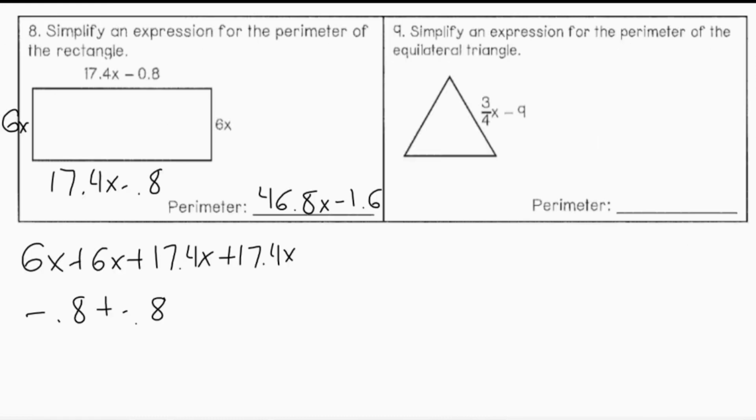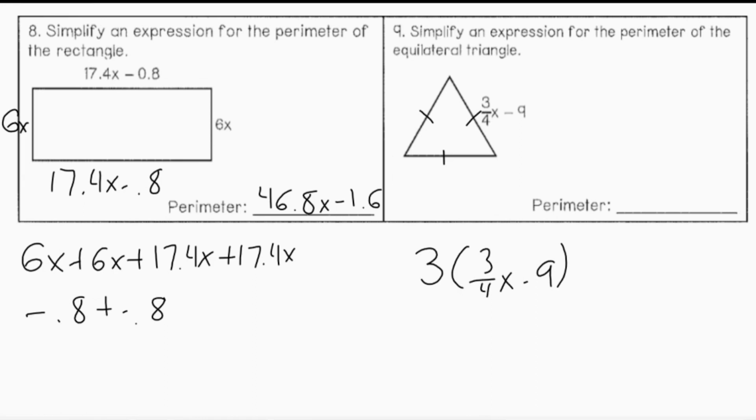Number 9, simplify an expression for the perimeter of the equilateral triangle. So again, I have the perimeter, which is adding up all of my sides. This is an equilateral triangle, so that means all of my sides are congruent, meaning the same measure. So each side is 3/4 x minus 9. So I can say 3 times 3/4 x minus 9.